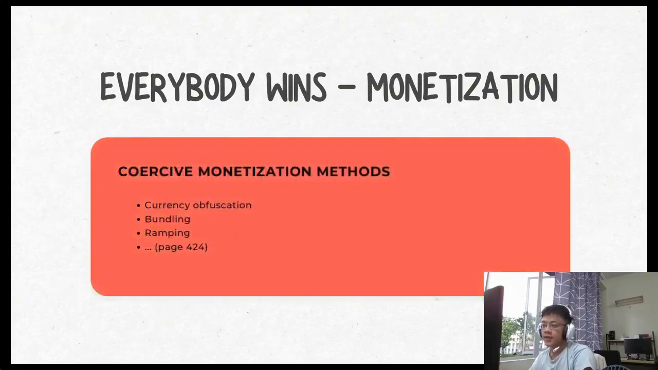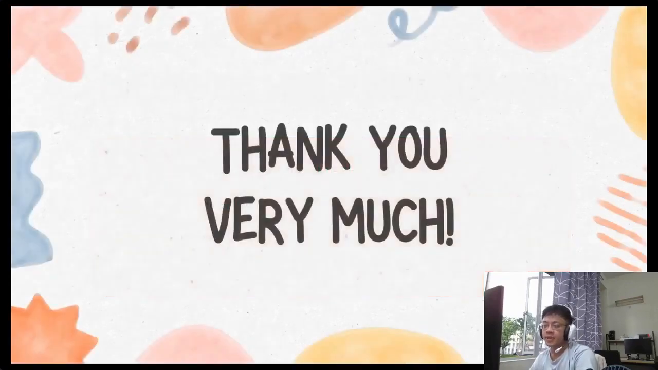And the last thing is the corrosive monetization methods, which include currency obfuscation, bundling, and ramping. So that's all for the video.